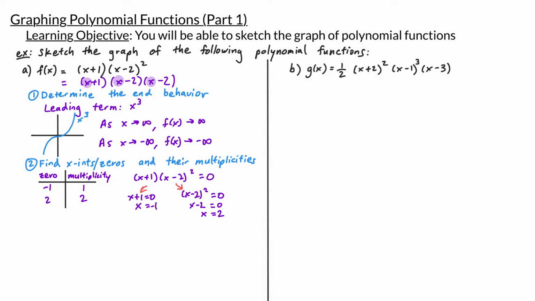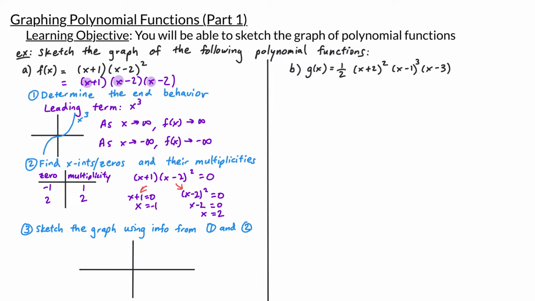Now that we have the end behavior and we know the zeros and their multiplicities, we're ready to draw a sketch of our function. First, let's draw our x and y axis. Since this is just a sketch, we'll only mark the x-axis.